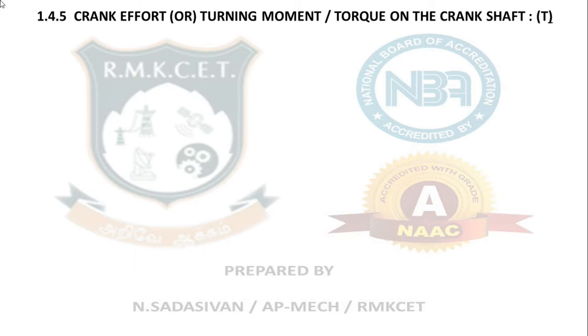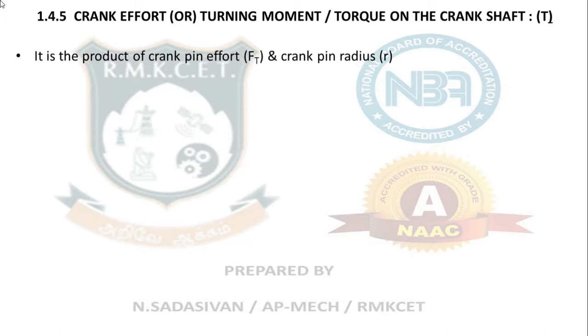Okay, so turning moment is the product of crank pin effort and the radius. What is torque? Formula for torque? Force into radius. Which force? That force which is tangential to your crank pin circle, that force Ft into radius of the crank pin. Very simple, isn't it? Ft into r. A very, very simple formula for torque. Formula for torque is Ft into r.